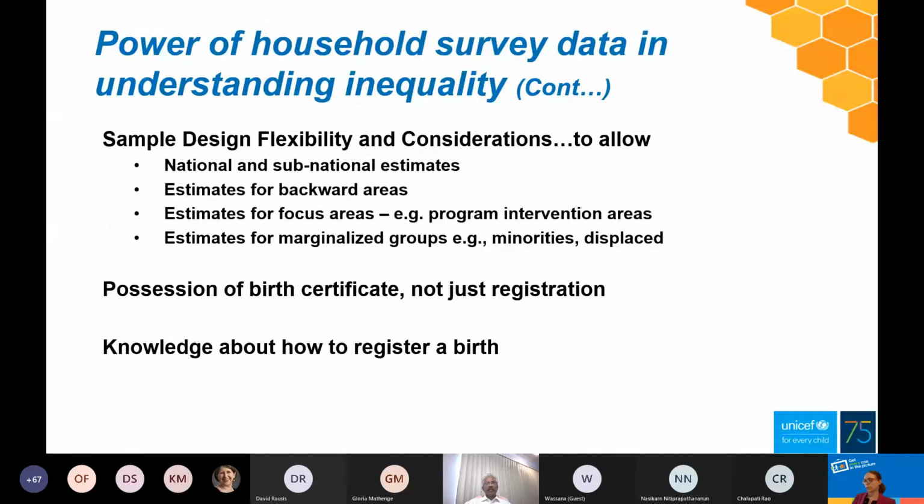Likewise, you have plenty of opportunity and options to modify your sample design to drive what you want to get out. And a couple of other things, going beyond the mere level of birth registration, you can also get the details of possession of the certificates and knowledge about how to register a birth and so on and so forth.